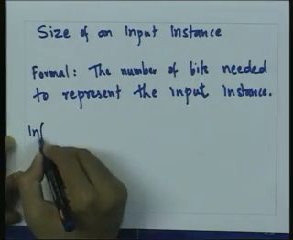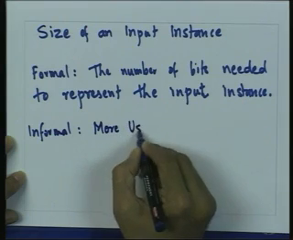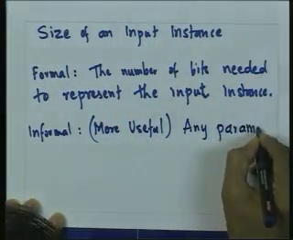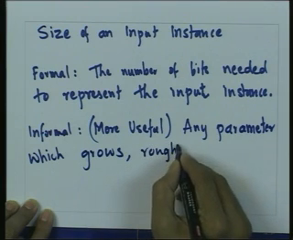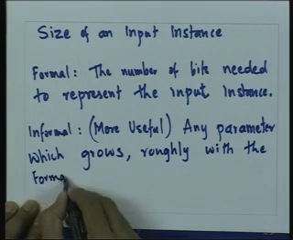This formal definition that we have given is often a little bit inconvenient for direct use. So often we settle for a somewhat more informal definition, which typically is more useful. Informally, when we say the size of an instance, we might mean any parameter which grows roughly, the growth may not be exactly predictable, with the formal notion of size.